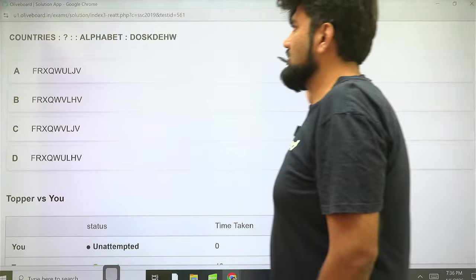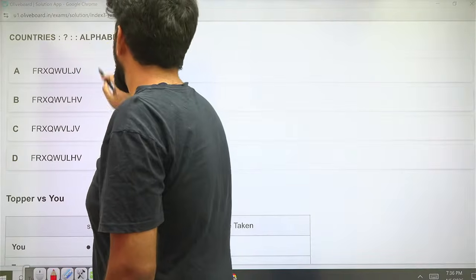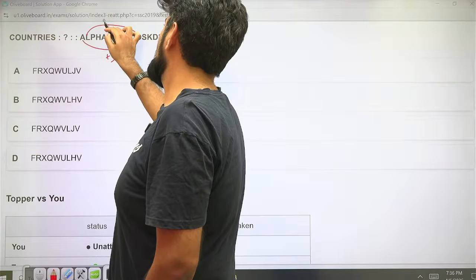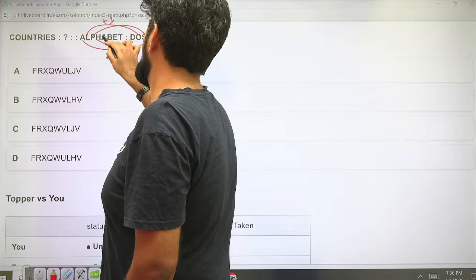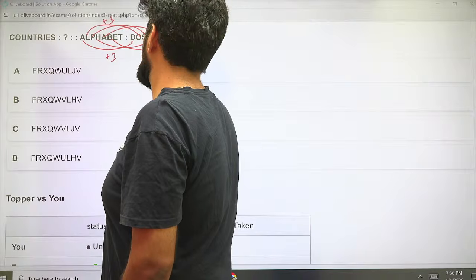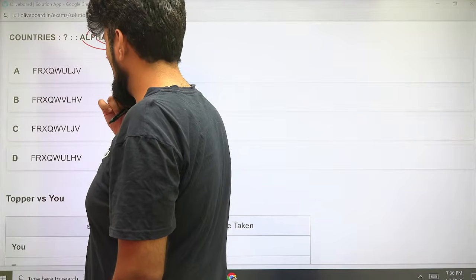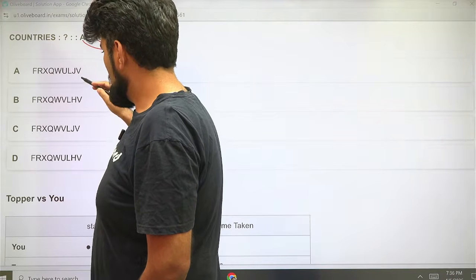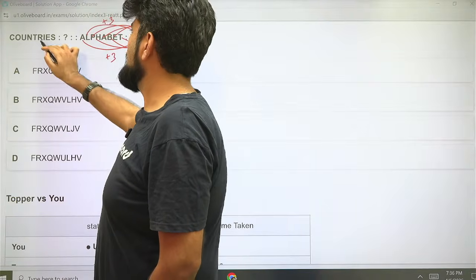Countries, alphabet. So alphabet is related to this. How is countries related to this? Okay, let's observe. So A and D plus 3. L and O, 12, 15 plus 3. 16, 19 plus 3. 8, 11 plus 3. 1, 4 plus 3. 2, 5 plus 3. 5, 8 plus 3. 20. Oh, plus 3 is very easy. What is this? F, R, X, Q, W. In the last 4 letters is everything. Okay, just find the last 4 letters.